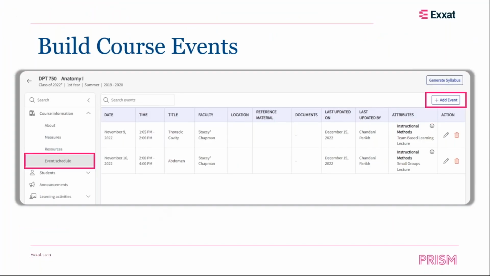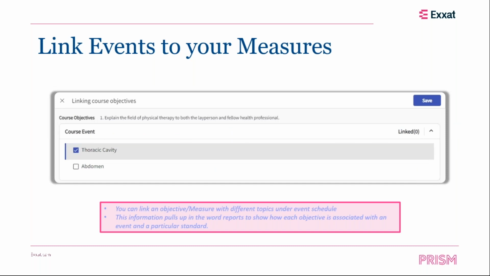Perfect. Now, apart from adding the measures, you can also add the event schedule. If you want to house or collect the different events or topics that are going to be taught in this course, you can add that information in the system directly, because this will help you when you're linking an objective to a topic. You can use that feature after adding the event schedule, and you can additionally house these details here so that you're building your entire syllabi in the system itself. So we went over course events, and we also discussed how to link your events to your measures.